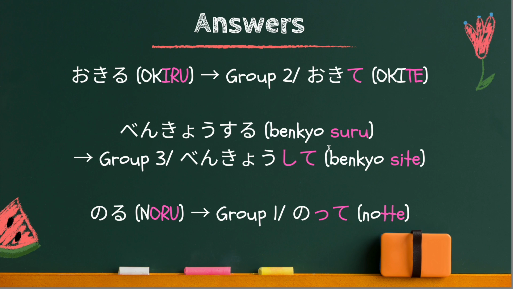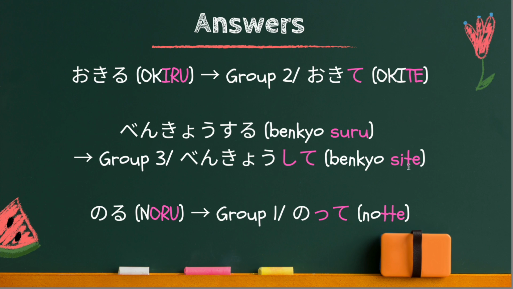Lastly, noru, it's oru ending. Therefore, it's not group 2 and it's not group 3. Therefore, it should be group 1. If it's ru ending in group 1, change ru to te. Therefore, te form is notte.